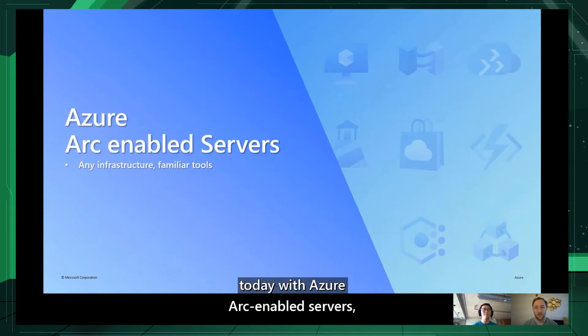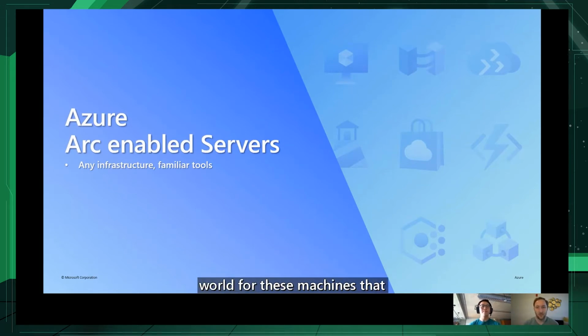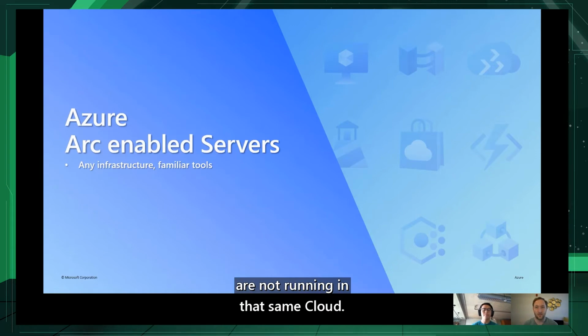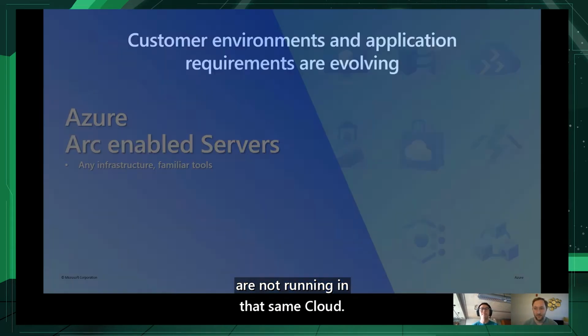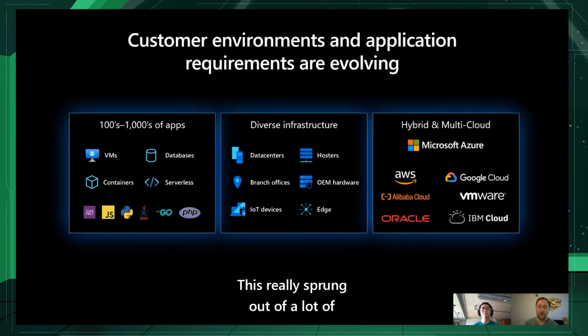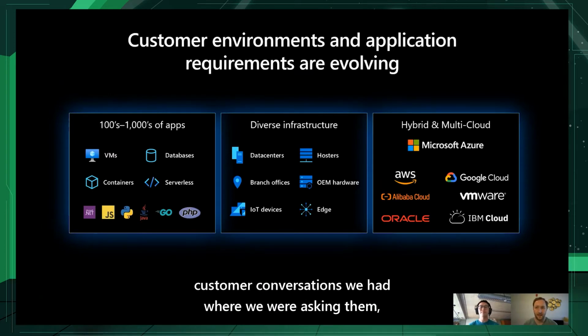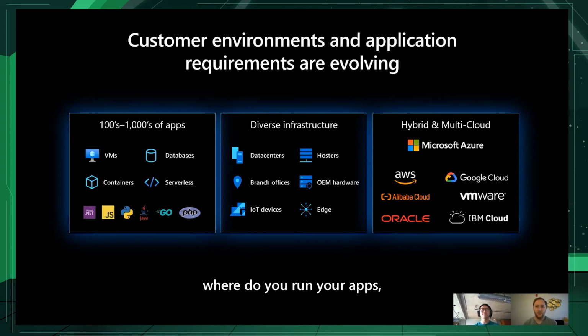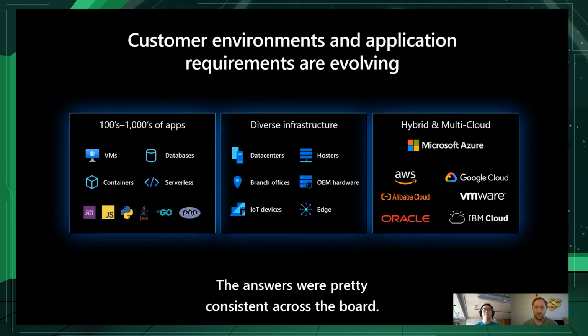So we'll start today with Azure Arc enabled servers, which is all about connecting hybrid machines into the cloud. You can get all the benefits of a cloud native design and world for these machines that are not running in that same cloud. And this really sprung out of a lot of customer conversations we had where we were asking them, where do you run your apps? How are you developing today? And the answers were pretty consistent across the board.